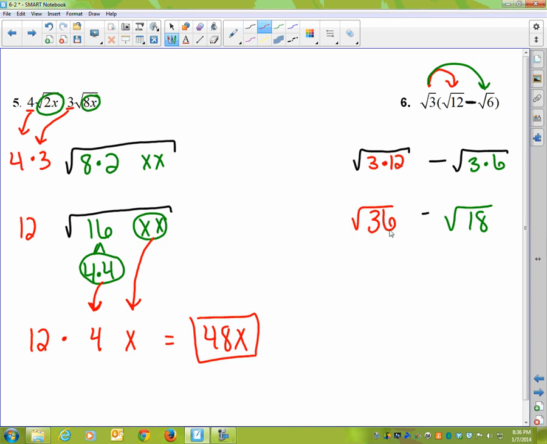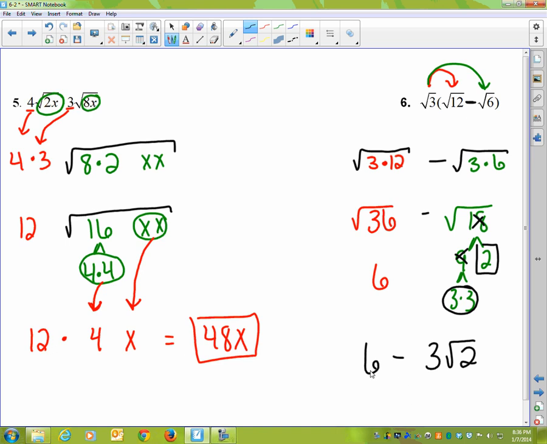I know the square root of 36 is 6. 18 doesn't give me a whole number, so I'm going to factor tree. I get 9 times 2. 9 factors into 3 times 3. So I've used the 9 and the 18. The 3 is my pair, and the 2 stays inside. My final answer, 6 minus, the 3 comes out, and the 2 stays in.